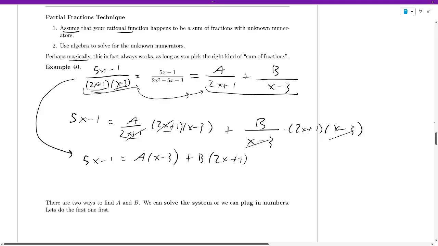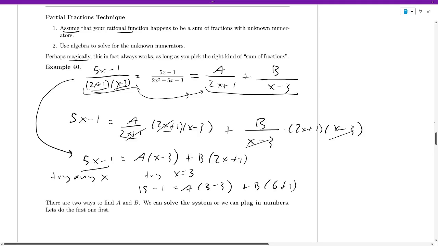So what that means for us is that we can try any x that we want, and whatever falls out is an equation that has to be true. So for example, let's try x equals 3. If we try x equals 3, then over here I get 15 minus 1 equals a times 3 minus 3. Ooh, that's a 0. Plus b times 6 plus 1.